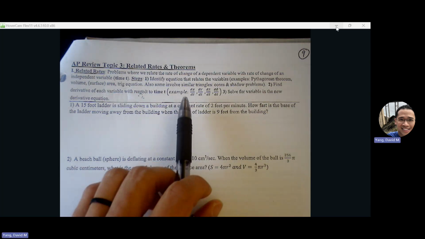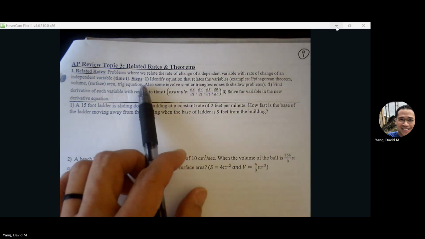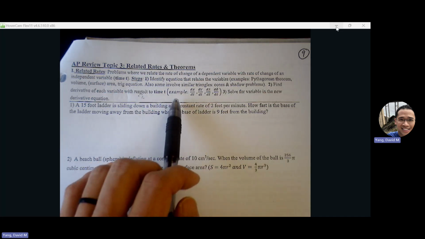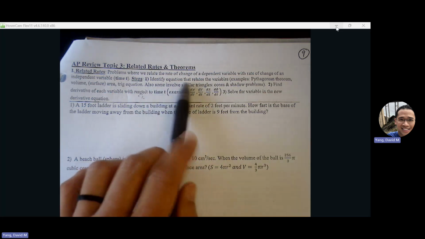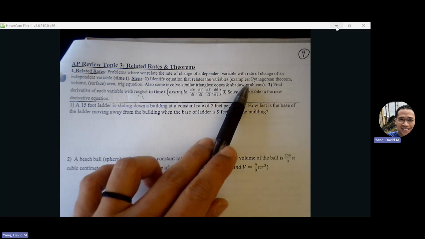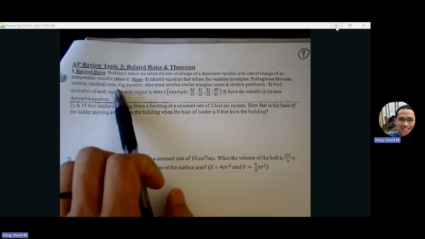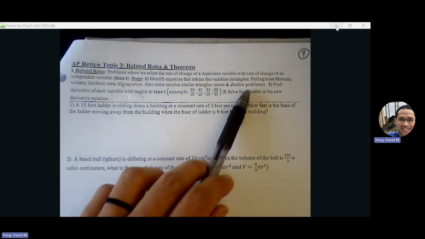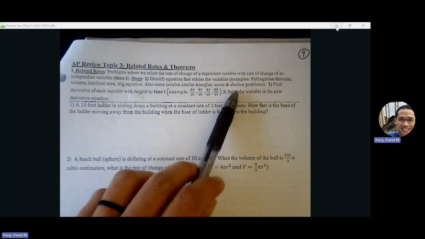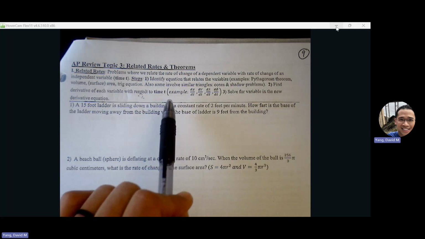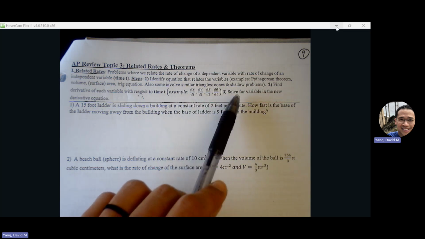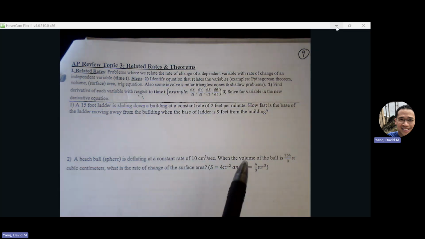So here are the steps, and these steps are not going to be in any particular order. It's just we have to take care of these. Identify the equation that relates the variables. Sometimes it's Pythagorean theorem. Sometimes it's surface area, which could be a trig equation. Sometimes we have similar triangles, like cones or shadow problems. And then we find the derivative with respect to time of that equation. And every variable is going to have a time component to it. And then we have to solve for the variable in the new derivative equation.